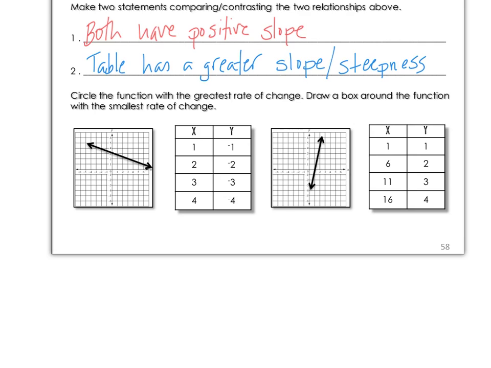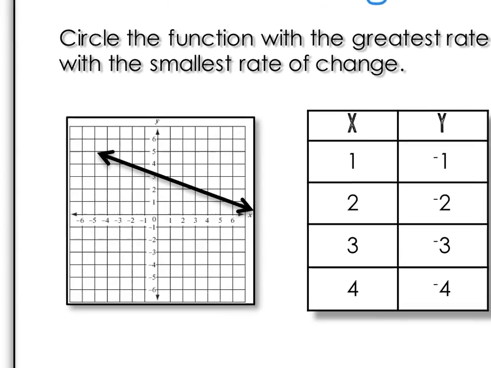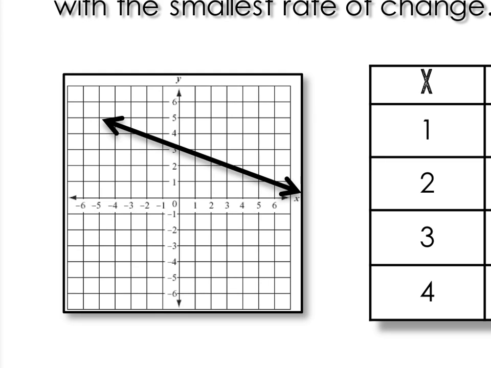Here's a couple more tables, a couple graphs. Actually, now it wants us to circle the function with the greatest rate of change. Draw a box around the function with the smallest rate of change. Okay, well, in order to do that, we need to figure out rate of change for each one of these things. So if you want to pause it and do that, go for it. If you're still struggling with finding slope, you can hang out with me and we'll figure this out.